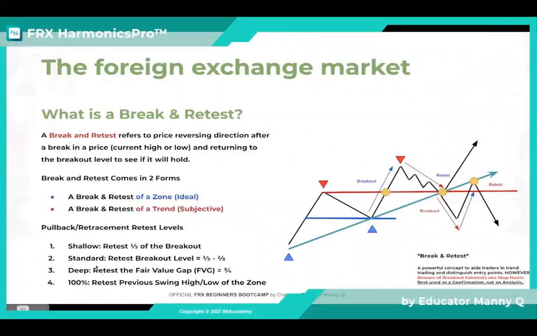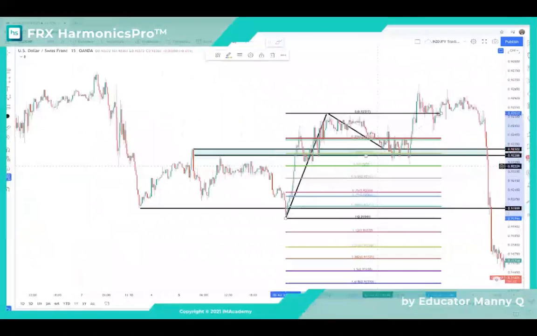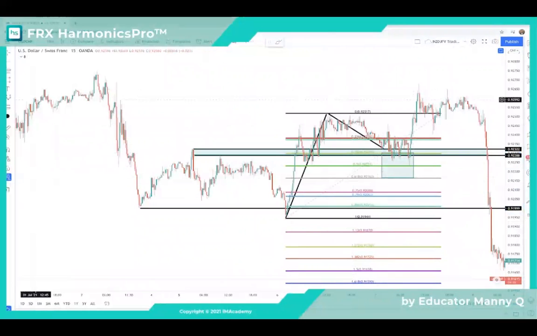Okay, the standard break and retest is 1/3 to 2/3 of the level. Okay, 1/3 is again that 38.2. 2/3 is the 618 right down there. All righty, so we have 1/3 to 2/3, which means that this entire zone can be the pullback level.